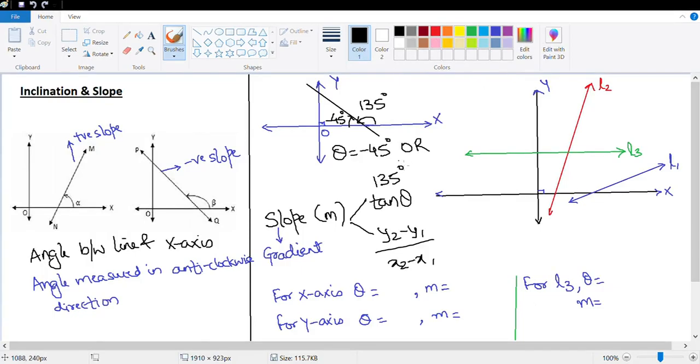Hi guys, let's move on to the next exercise. The next exercise is basically about slope and inclination. We've talked about this last year as well in grade 9, but let's quickly revise what we know about it.